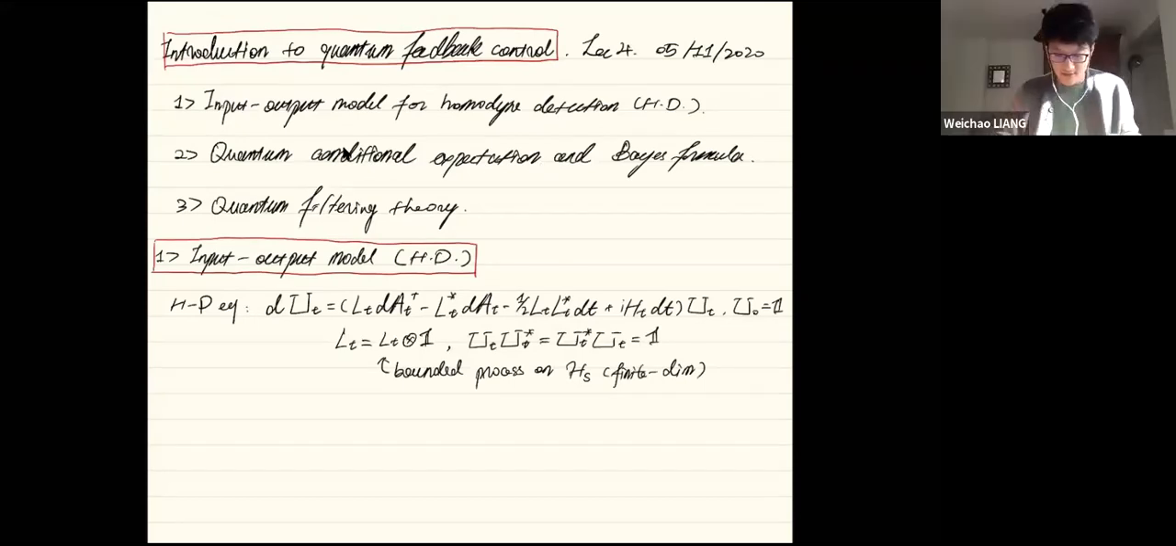Okay, today we will continue for the fourth course, Introduction to Quantum Feedback Control. And today we'll continue to introduce the input-output model for the homodyne detections.